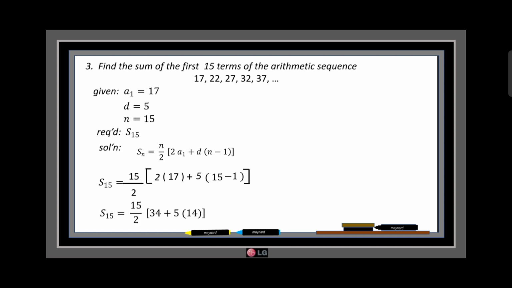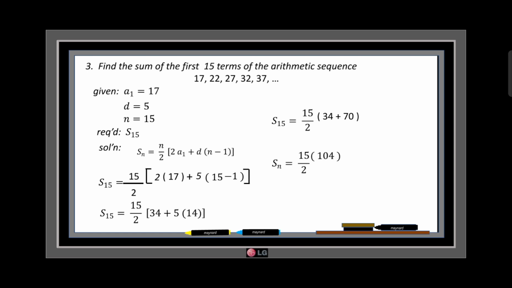Perform muna natin yung mga operation na nasa loob ng grouping symbols. Okay, so yung 34 nakuha yun by multiplying 17 by 2. Tapos yung 14, 15 minus 1. Simplifying more. Multiply muna natin yung 5 at saka 14. So S sub 15 now will be equal to 15 over 2 times the quantity of 34 plus 70. 5 times 14 is 70. Add natin yung nasa loob ng parenthesis.